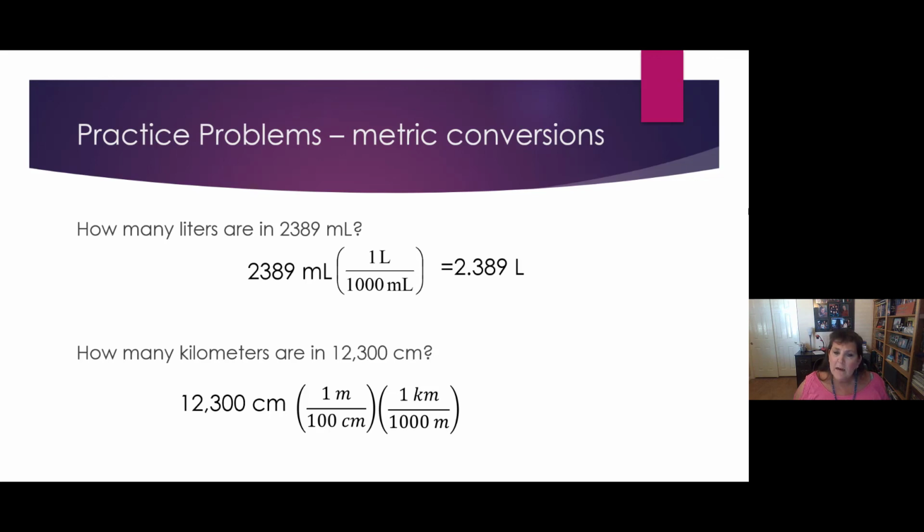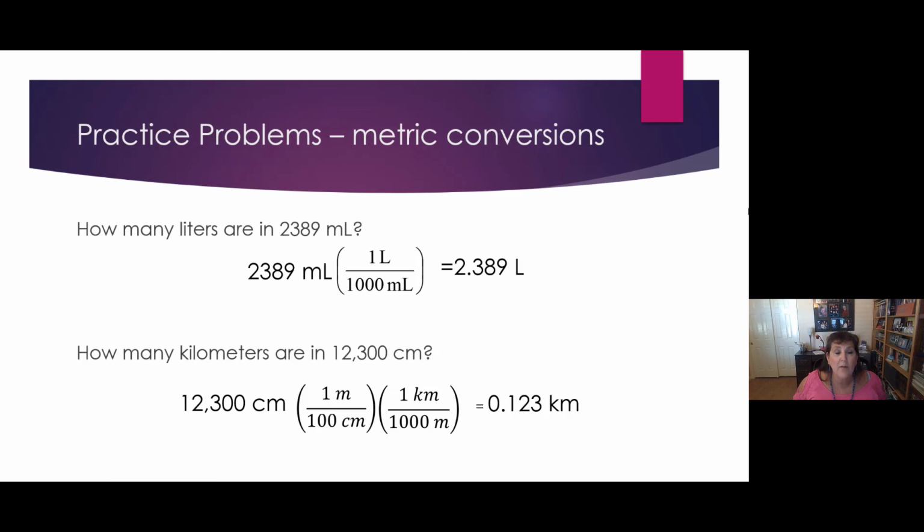So let's grab our calculator. Now there's many different ways you can put this into your calculator. You don't have to do it my way. Here's how I'm going to do it. 12300 times 1 divided by 100. That takes care of the first fraction. Times 1 divided by 1,000. That takes care of the second fraction. Now I hit equals. 0.123 unit kilometers.